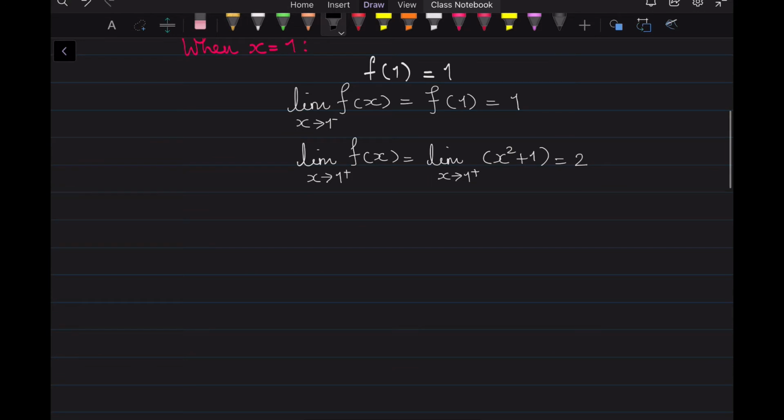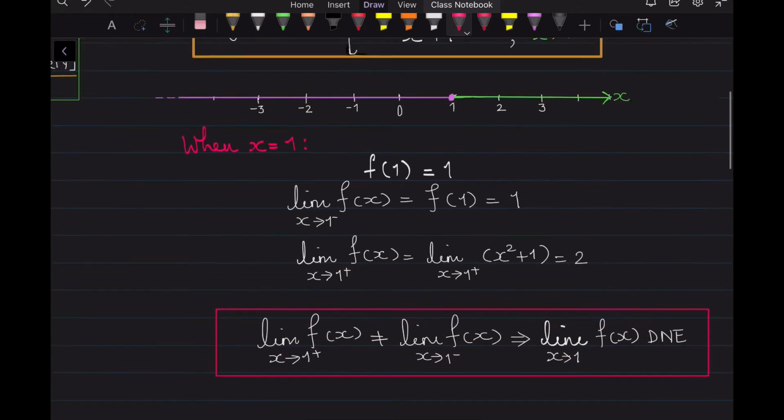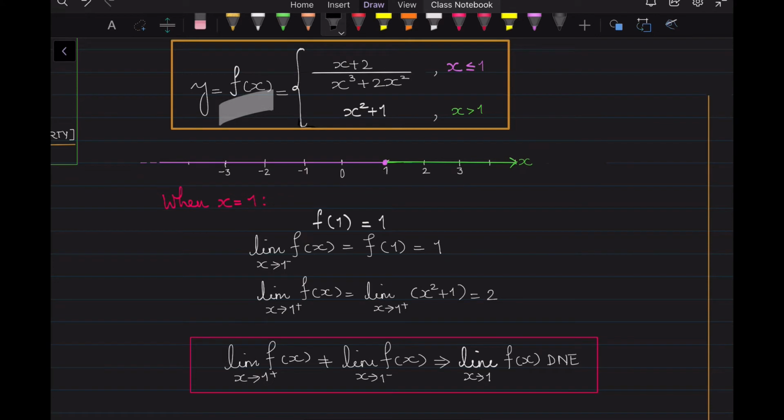So which means that the limit of this function as x approaches 1 from the right is not equal to the limit of this function as x approaches 1 from the left, and which implies that the limit of this function as x approaches 1 does not exist. Although this function is defined at x is equal to 1, its limit does not exist.